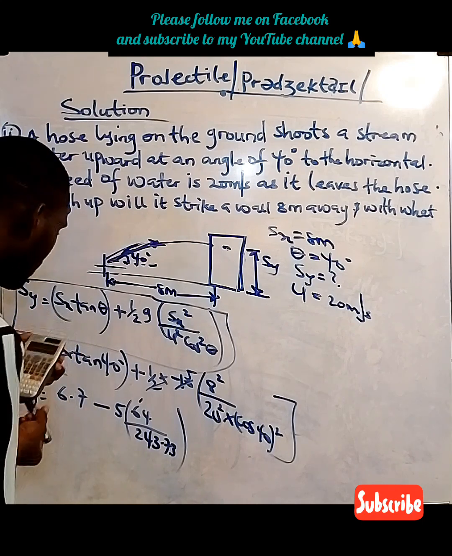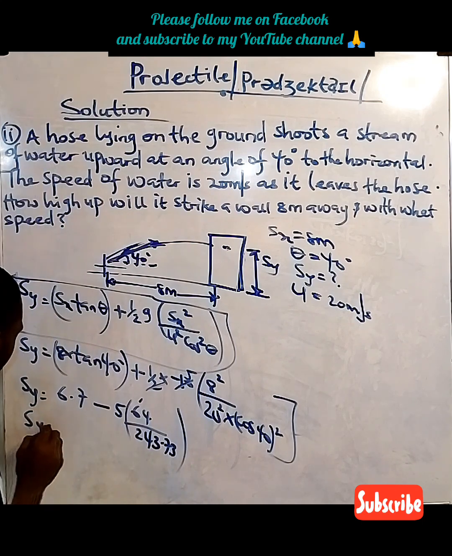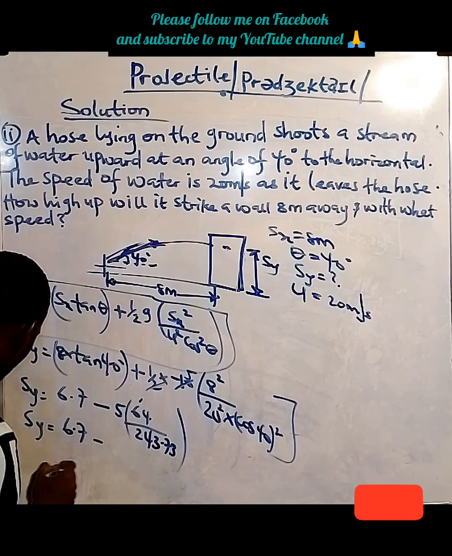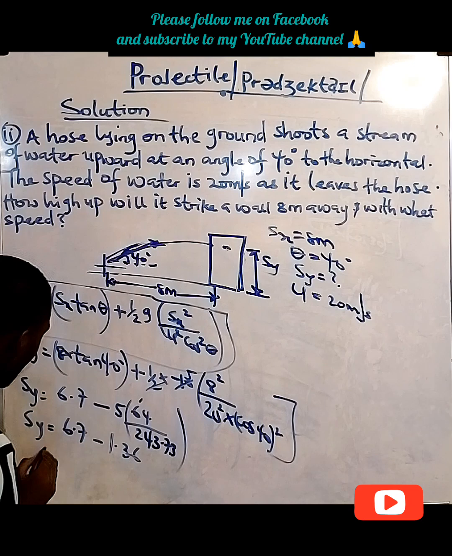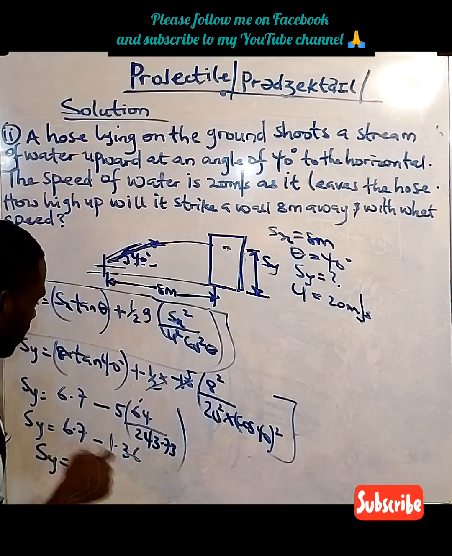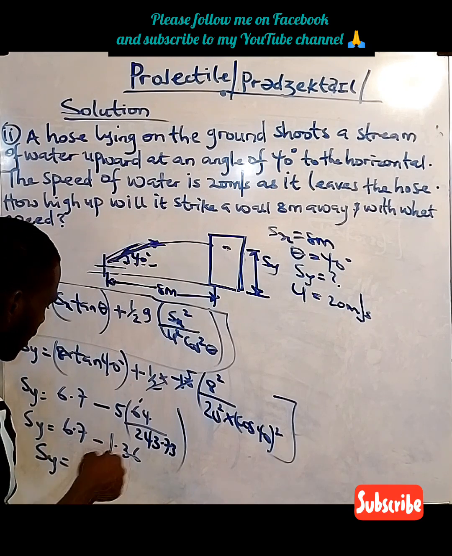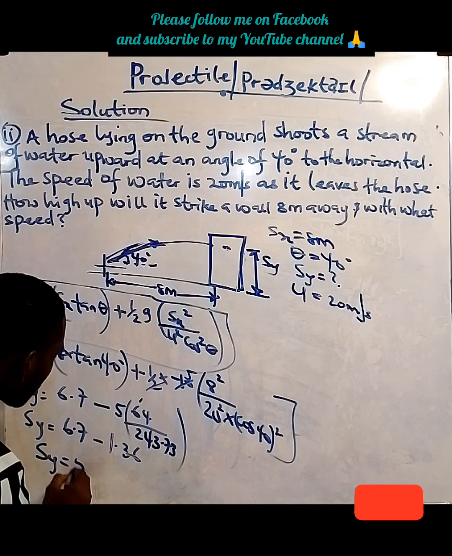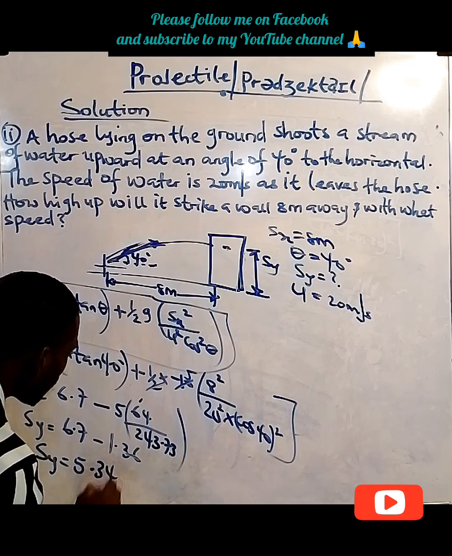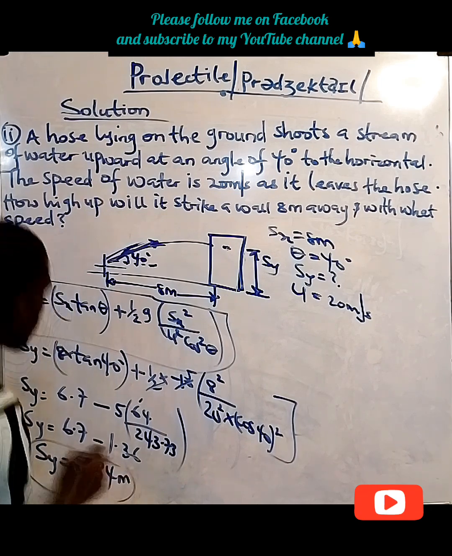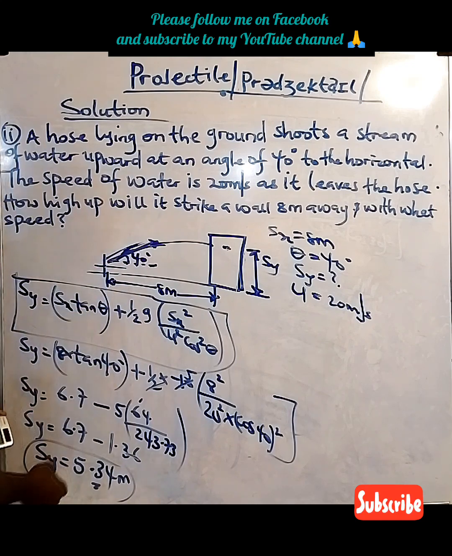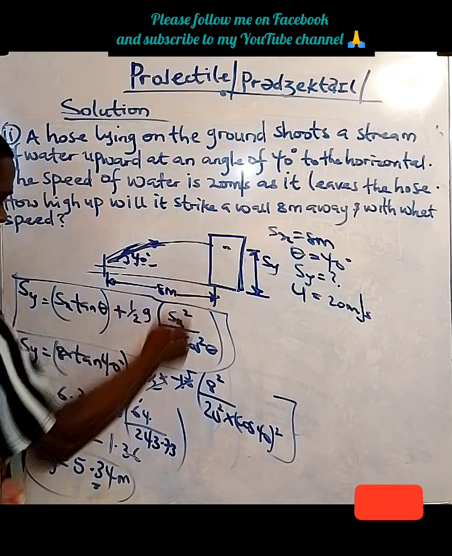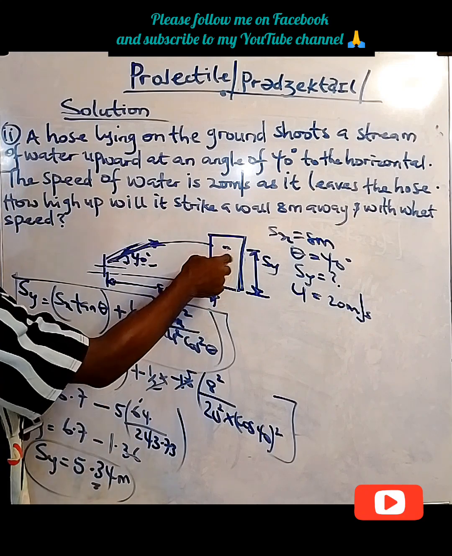That will give us 1.36. So the distance along the y-axis is 6.7 minus 1.36, and that will give us 5.34 meters. It means that as the hose shoots out some water, the water is going to hit the wall 5.34 meters high up the wall.